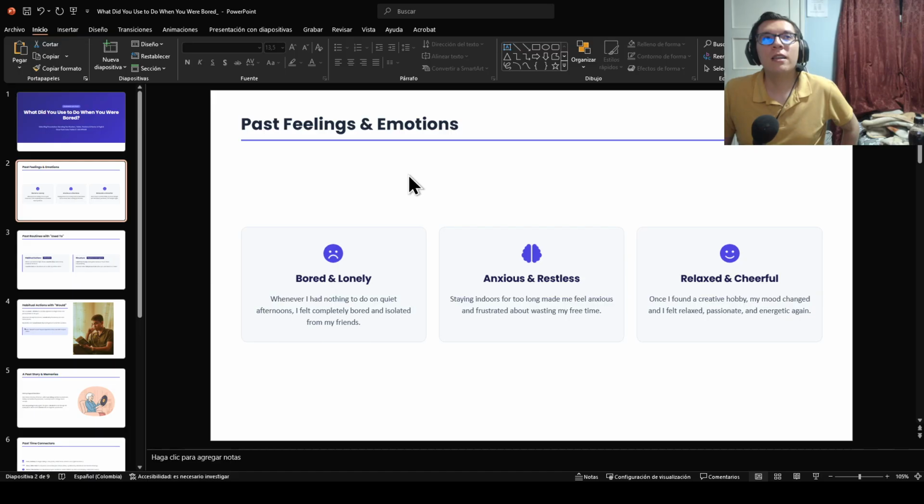Three states. Bored and lonely. Whenever I have nothing to do on quiet afternoons, I feel completely bored and isolated from my friends. Anxious and restless. Staying indoors for too long made me feel anxious and frustrated about wasting my free time. And finally, relaxed and cheerful. Once I found a creative hobby, my mood changed and I felt relaxed, passionate, and energetic again.